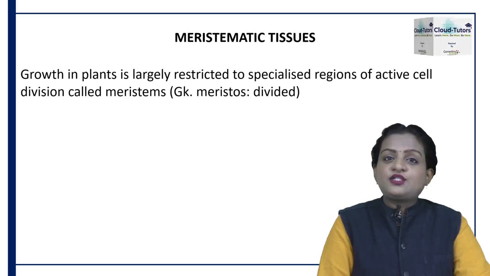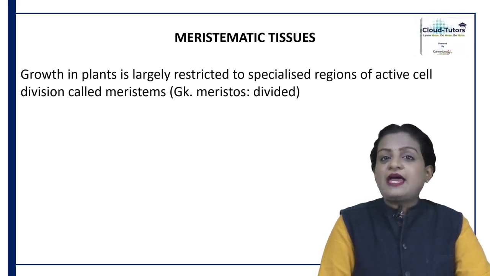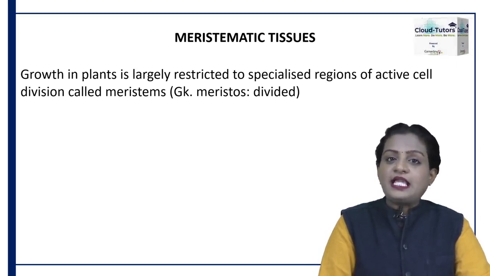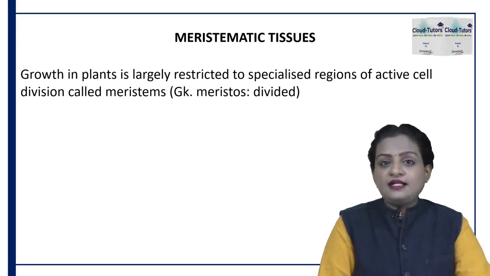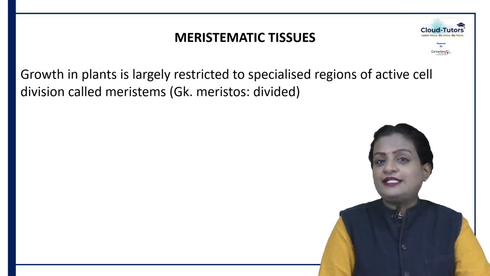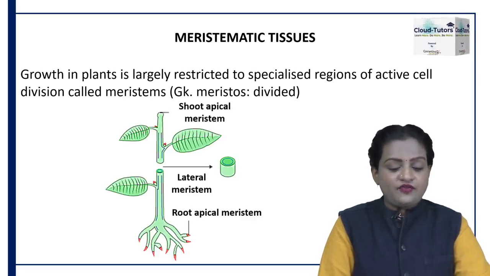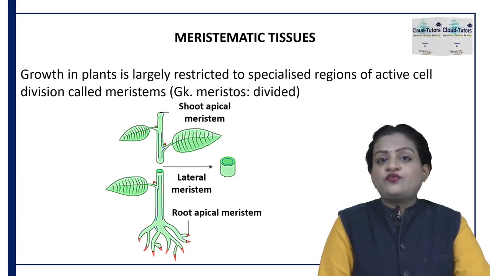Meristematic regions are confined to particular regions in plants, whereas in animals, when the embryo is formed, every cell is capable of dividing. But once the baby is born, only certain cells will divide, and they are not restricted to one region. So you can't find a particular region where you find dividing cells only in animals, but in plants you can find particular regions. For example, if you take a plant body, there are certain regions where you find growth.